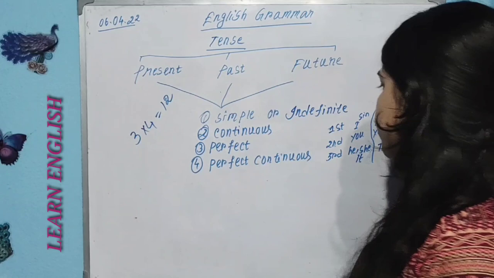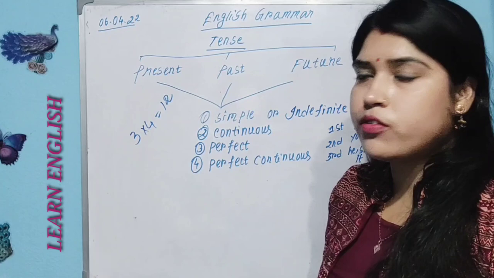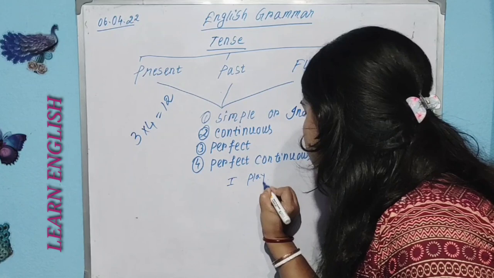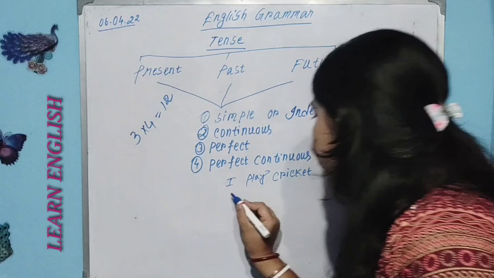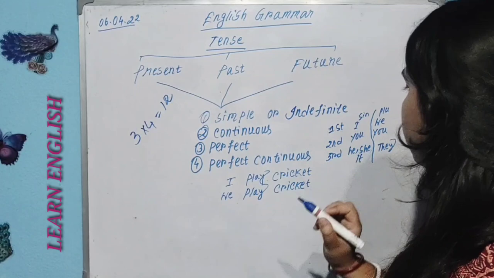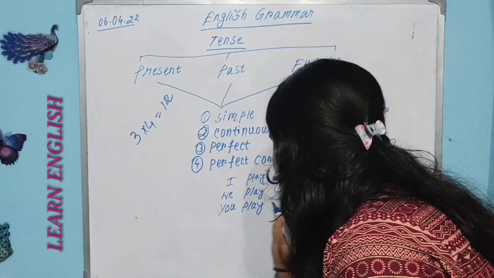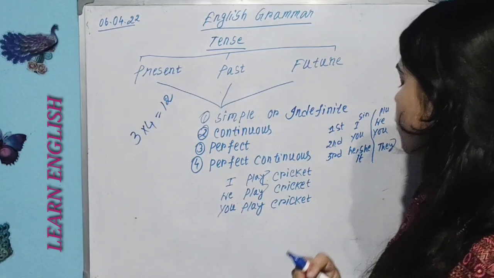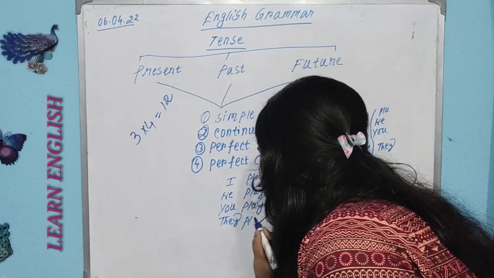Okay. So when the subject is first person singular, that is I, we will write the main verb. Like, I play cricket. When the subject is in first person plural, again, we will write the main verb. We play cricket. When the subject is in second person singular, we will write the main verb. Second person plural, the same thing. And when the subject is third person plural, we will write again the main verb.